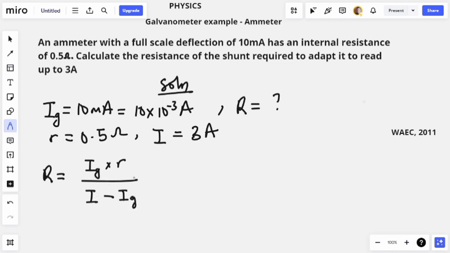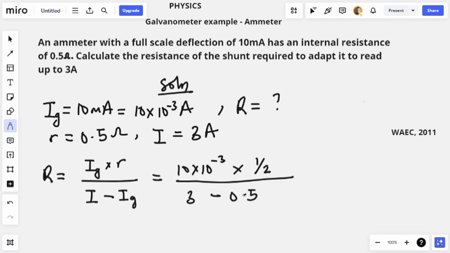This is the formula, and we already described how we get to this formula in one of our videos on how to convert a galvanometer to an ammeter. You can check it up. So let's substitute. This will be equal to our I subscript G, 10 times 10 raised to the power minus 3, times R. Our R is 0.5, which is 1 over 2, divided by our I, which is 3, minus I subscript G.